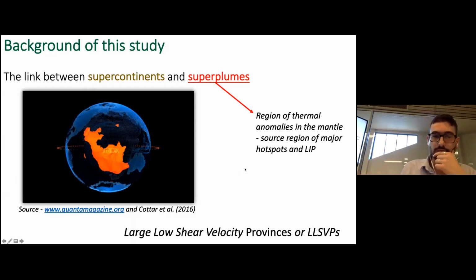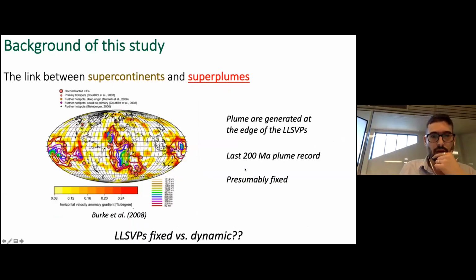So back to the link between the supercontinent and superplumes. Start with the superplumes again. What we see today is that we form the hotspots and large igneous provinces above the LLSVP, or at the edge of the LLSVP, to be precise. And this idea is not new. It's something we have known for quite some time now.